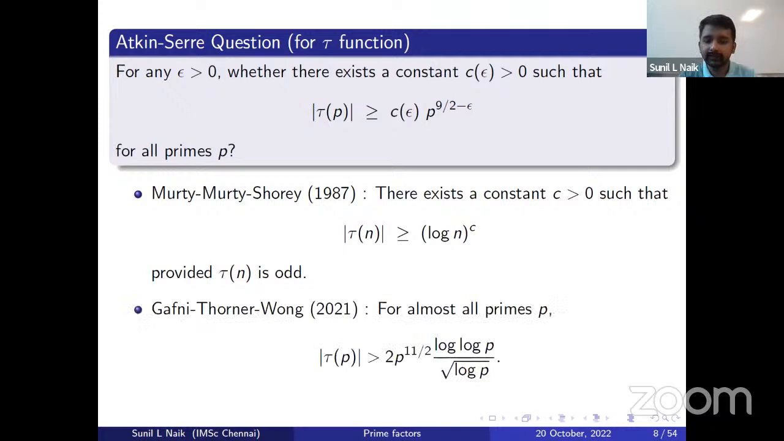In a recent result, Gafni, Thorner and Wang proved that for almost all primes p, the modulus of tau of p is strictly greater than 2 into p power 11 by 2 log p divided by square root of log p.